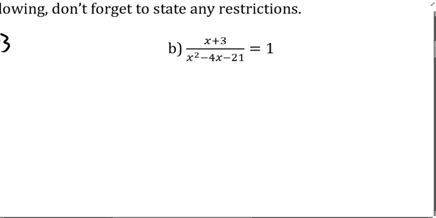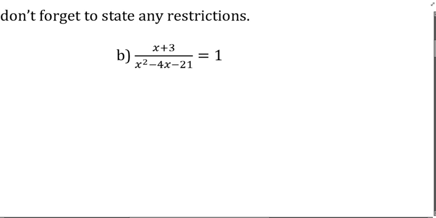Let's try another one. In grade 11, if you're doing something like this, your first step would be to factor the bottom. In some cases you will do that. If there was other junk in this question, I would absolutely do that. But in this case, I don't have to, because I can just multiply both sides by x squared minus 4x minus 21. So I'm going to get x plus 3 equals 1 times x squared minus 4x minus 21.